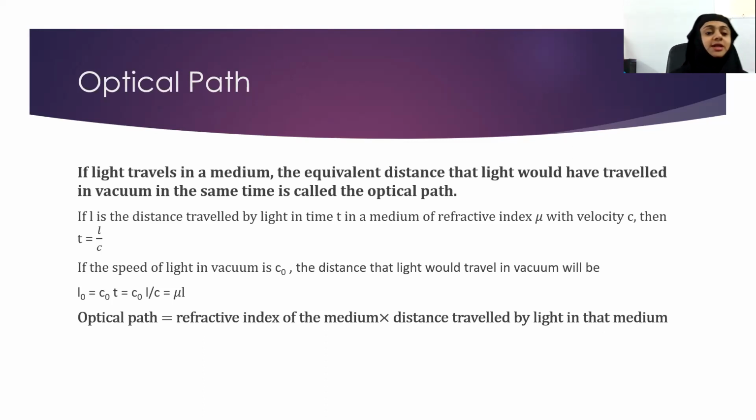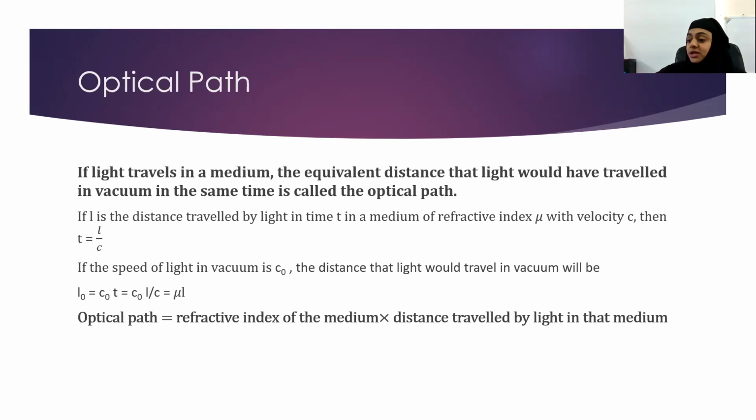So whenever you are dealing with the principles in geometrical optics, like Fermat's principle, whenever light is traveling through a medium, you have to consider the optical path of the light, which means the length or distance traveled by the light should be the equivalent distance it would have traveled in vacuum. That is called the optical path. So what is optical path? If light travels in a medium, the equivalent distance the light would have traveled in vacuum in the same time is called the optical path.